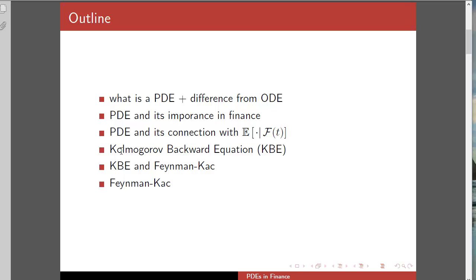And from KBE, which is the Kolmogorov backward equation, it's just one step to Feynman-Kac. And Feynman-Kac is really the result that you are going to use all the time in finance. So this is a key result for the financial models. And finally, there should be one more bullet point here. I will talk about some applications and we will try to construct some PDEs for given problems.